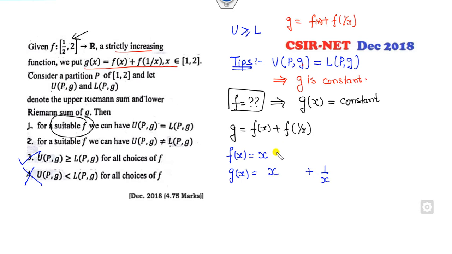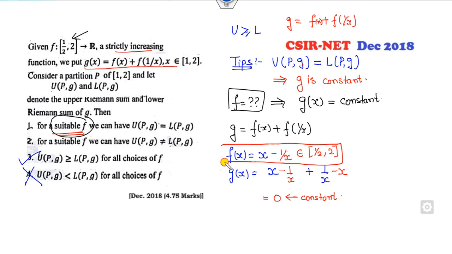But if I choose my function f as x minus 1 by x, then this value will be 0, and 0 is a constant function. So for a suitable f, yes, this value clearly lies between half and 2. So for this particular f, the function g is a constant, so there is no need to find the UPF and the LPF, because if I prove g is a constant, then the whole result is the correct option.